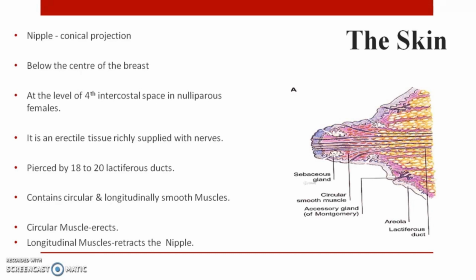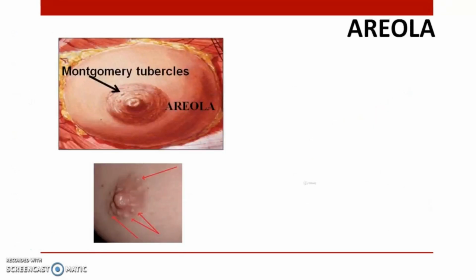So the nipple is nothing but a conical projection, and its level is just below the center of the breast. If they ask for the level exactly, you should say it is seen at the fourth intercostal space. About the tissue, it is an erectile tissue and it also has a rich nerve supply. Remember, it is pierced by 18 to 20 lactiferous ducts, and it has two types of muscles, circular and longitudinal, where the circular muscle causes erection and the longitudinal muscle retracts the nipple. That's all about the nipple of the skin.